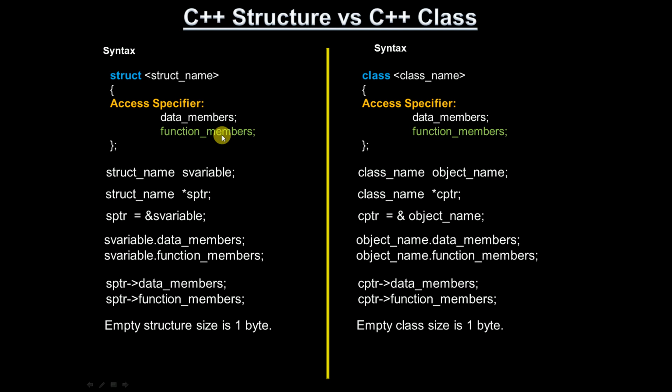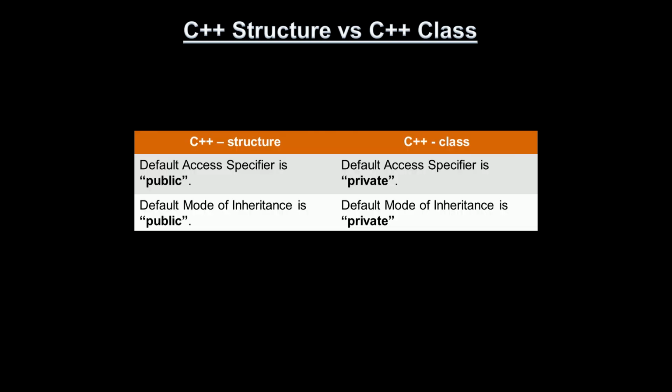Apart from this, there are two hidden differences also between C++ structure and C++ class. The default access specifier in the C++ structure is public, whereas in C++ class it is private. And the default mode of inheritance is public in structure, whereas the default mode of inheritance is private in class.